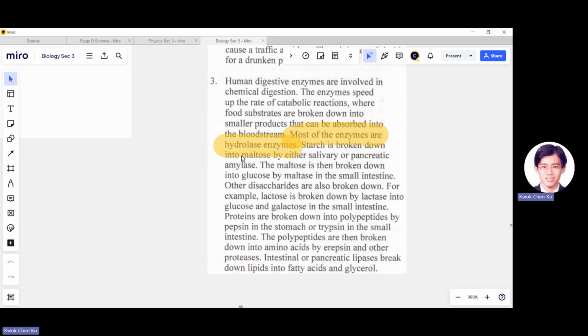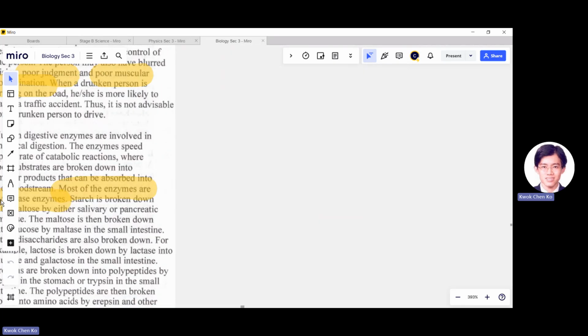Hydrolysis reactions, is it that they need water to react? No, like all digestion reactions, they need water, even though it's not mentioned. So the enzymes are all hydrolysis. I thought you have learned that. Yes, you did. Remember your glucose or sucrose.